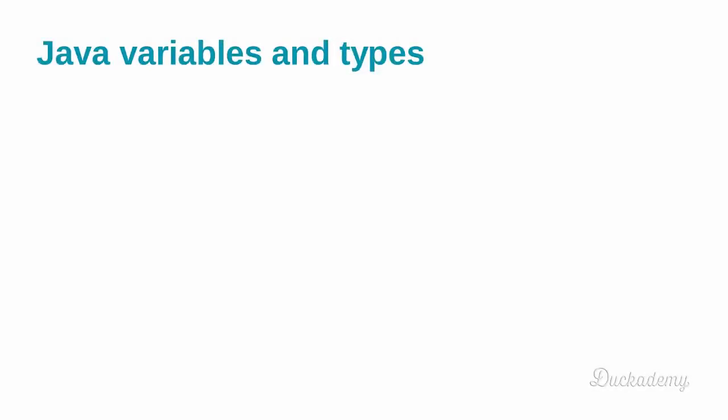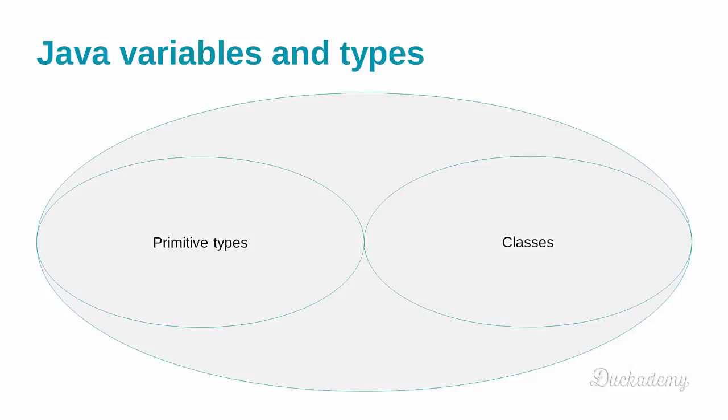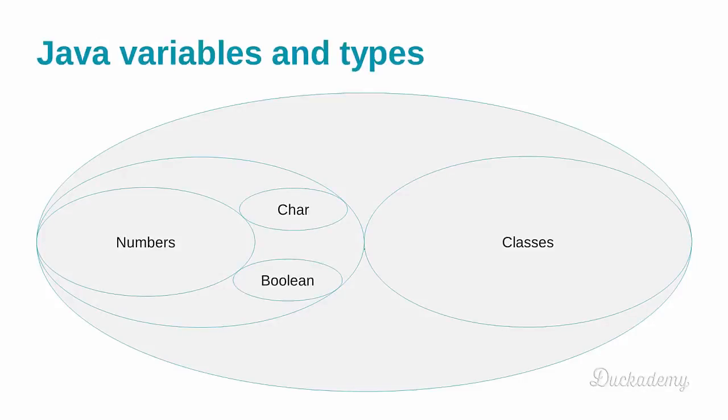What kinds of variables and types are there in Java? If we consider all the types, we can divide them into two parts. One is primitive types, very simple data, and the other is classes, which is a little bit more complex data. Let's examine the primitive types first. If you take the primitive types, there are the numbers. So all the numbers can be here, and there are characters and Boolean. A character can mean a letter, a sign, a space, so everything which is one character. And the Boolean can contain true or false.